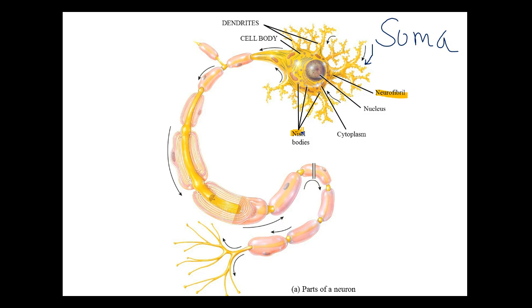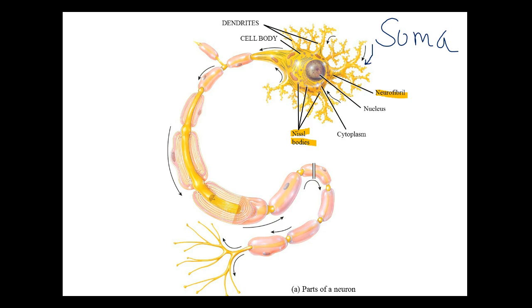Then also we have nissl bodies. Nissl bodies are rough ER within neurons. If you can remember what rough ER does, rough ER helps produce proteins. Well, the nissl bodies do the same thing. The nissl bodies will produce proteins that could potentially be packaged as neurotransmitters, which means they're going to be chemical signals eventually.